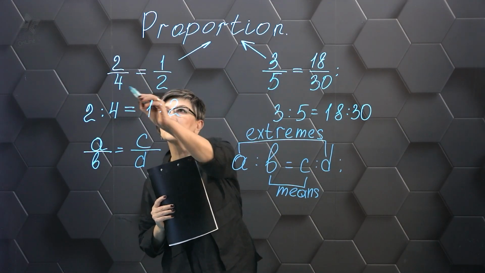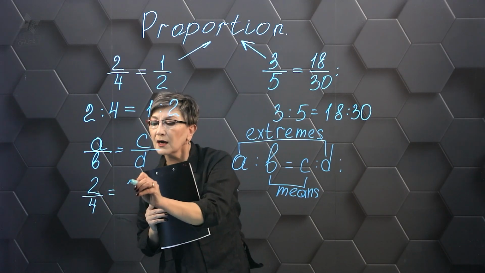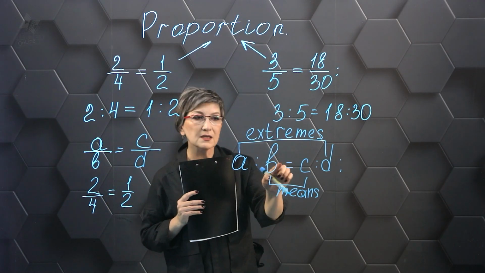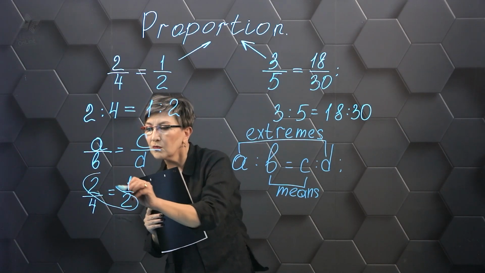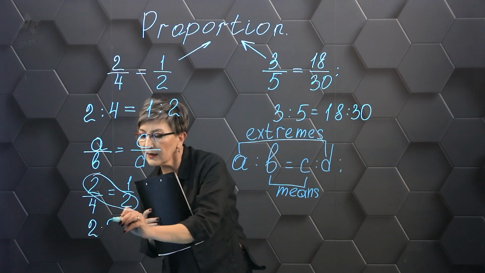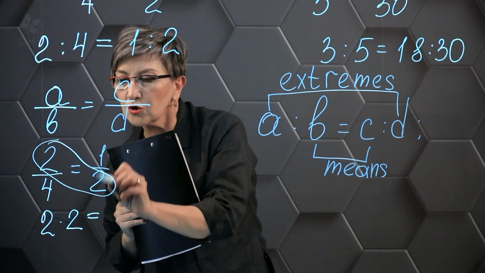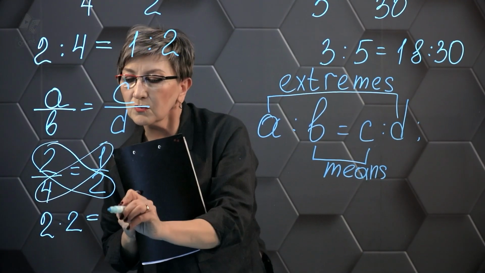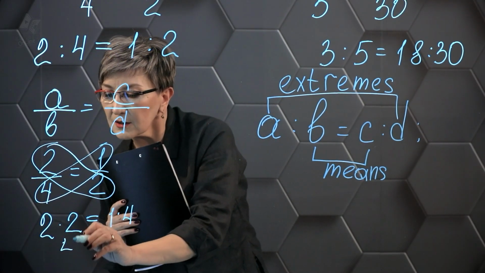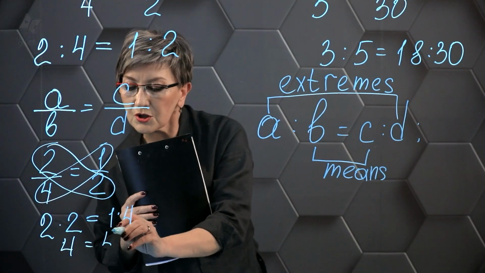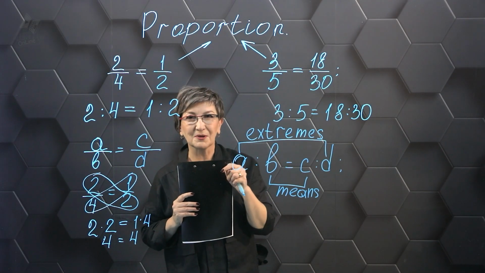I'm going to write down our proportion again. 2 to 4 equals 1 to 2. This property tells me that if I multiply 2 by 2, it must equal 1 times 4. Indeed, 2 times 2 is 4, and 1 times 4 is 4. This equality is a proportion.